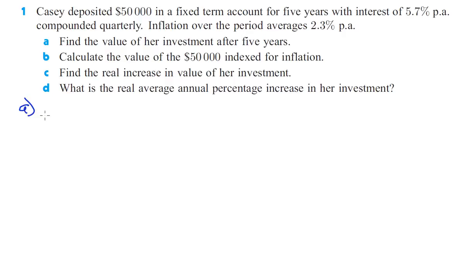So, part A. We have A equals our 50,000 times 1 plus the rate, which is 0.057, all over the number of compound periods per year. If it's compounded quarterly, then n is going to equal 4, so that's over 4, and it's all to the 4 times the number of years. This says 5 years, so 4 times 5.